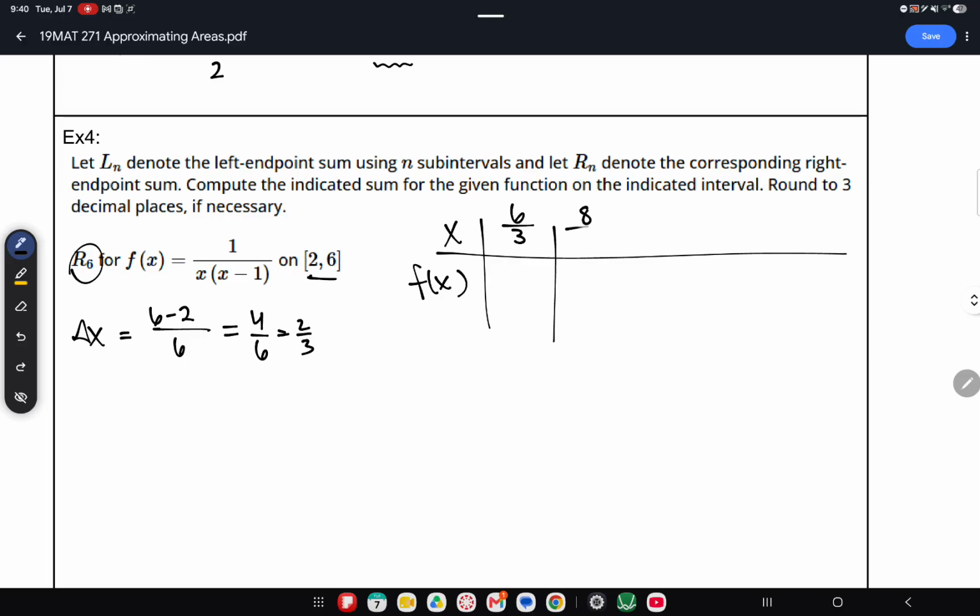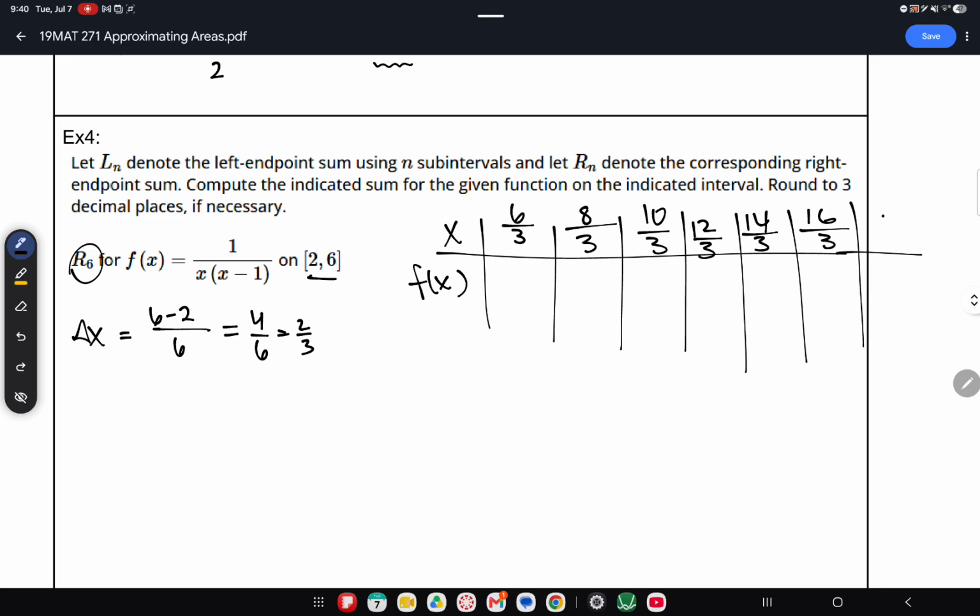So 6/3, 8/3, 10/3, 12/3, 14/3, 16/3, and 18/3. And then I have my 6 rectangles: 1, 2, 3, 4, 5, 6. And now I just need the function values. So it's 1 over x times x minus 1.